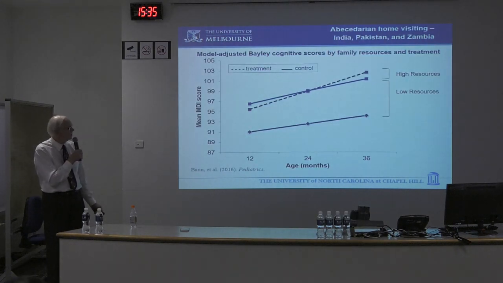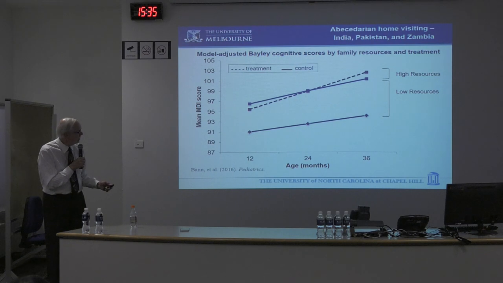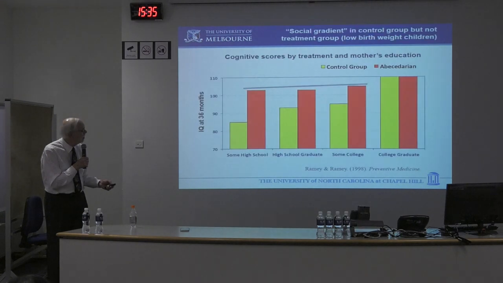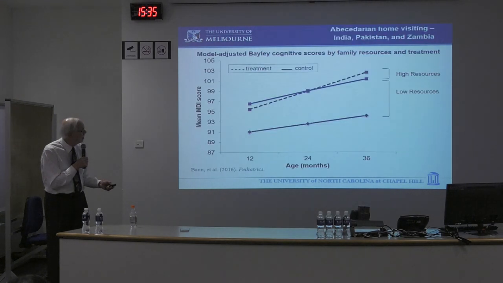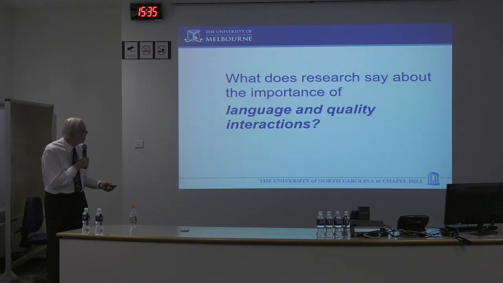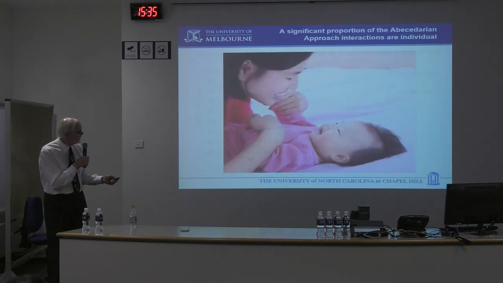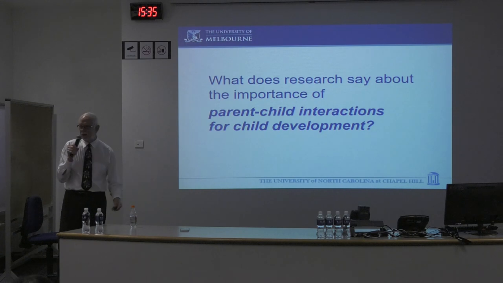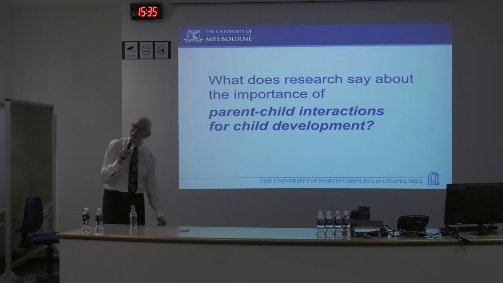And, oops, wait a minute. Feels like I went to the wrong slide. Oh, I guess I read that wrong. This says language and quality interaction. What did the earlier thing say? Somebody correct me. Oh, what does it say about the importance of parent-child interactions, not about language? Sorry, I can't read my own slides.